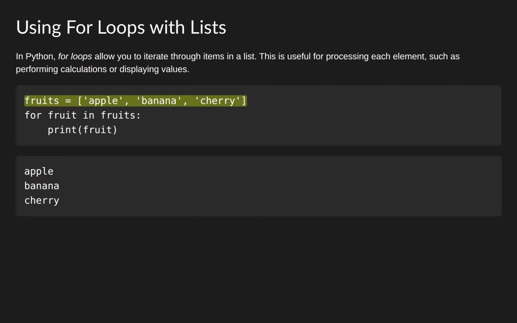Here, we have a list called fruits containing 3 items: apple, banana, and cherry. The for loop goes through each fruit in the list and prints its name. This approach ensures that every item is handled in turn, making it efficient to work with collections of data. When this code is run, the output displays each fruit on a separate line: apple, banana, and cherry. This demonstrates how a for loop can be used to access and display all elements in a list.